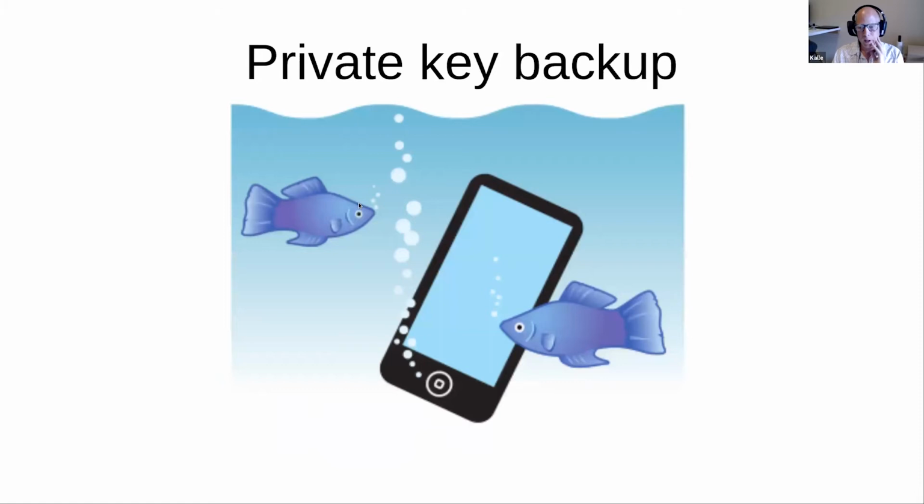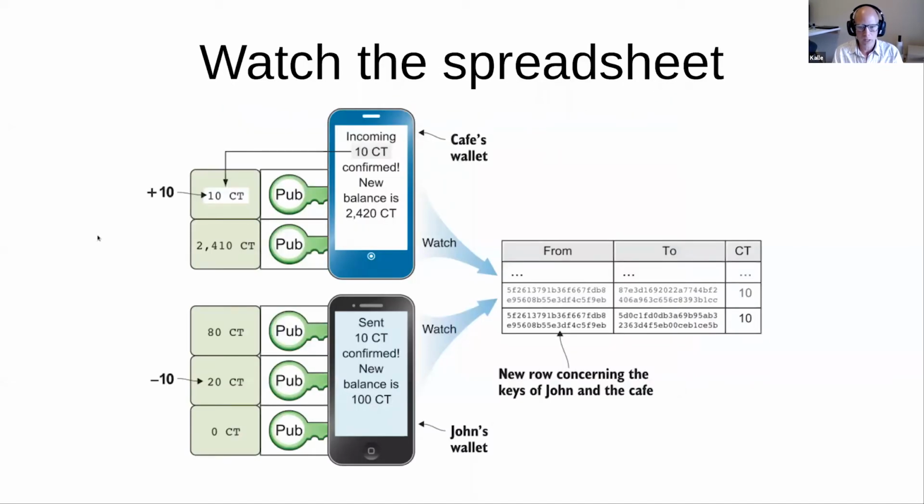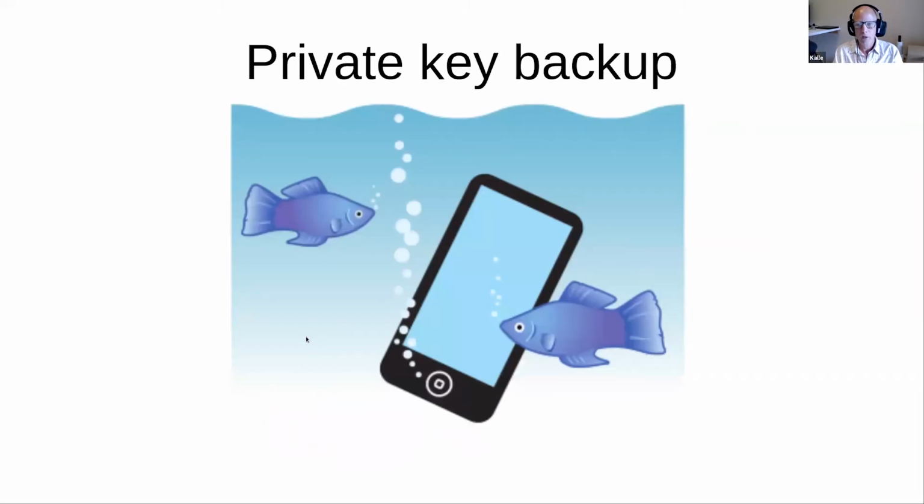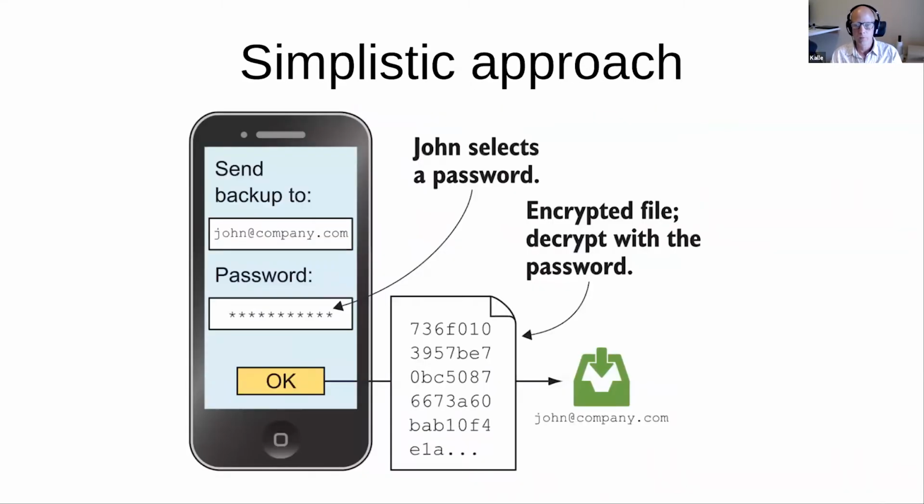And we are now going to talk about backup. This is a pretty hairy section, and it will lead us to talk about something called hierarchical deterministic wallets. But we'll take it one step at a time. So suppose that John here wants to back up his wallet. He has these 3 key pairs that he keeps in his wallet, and he wants to back them up.